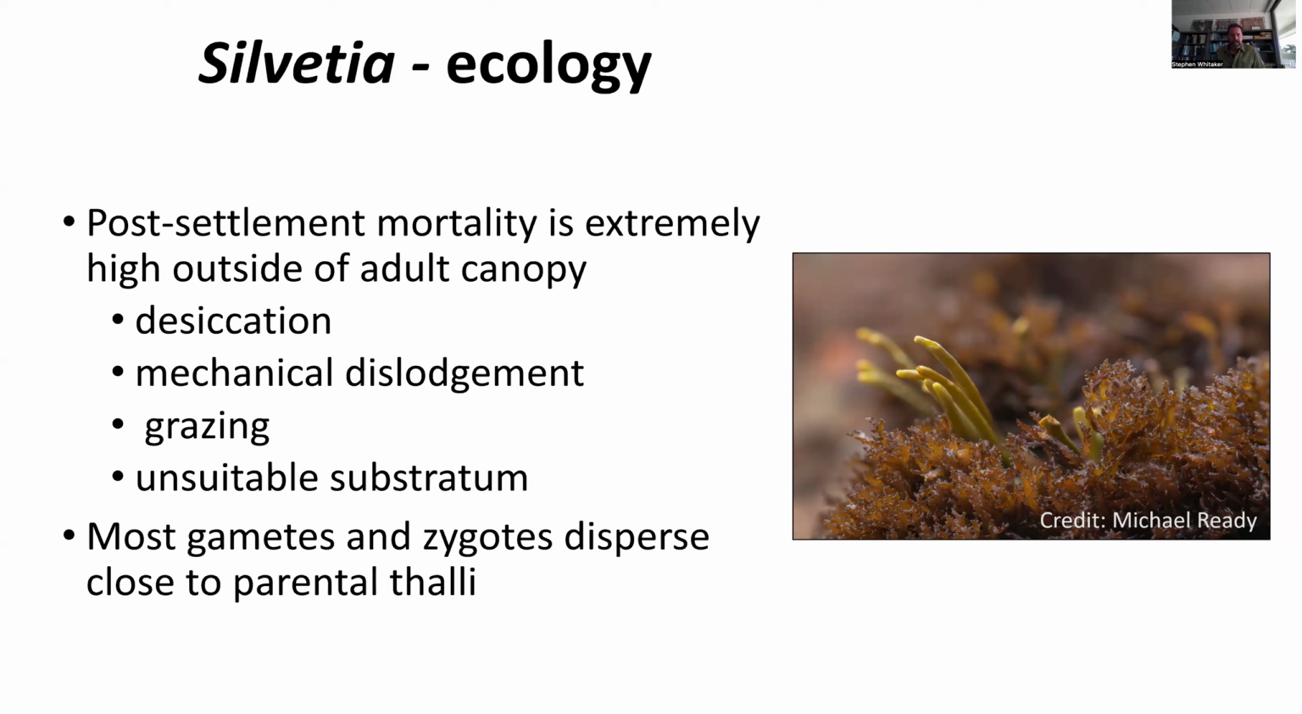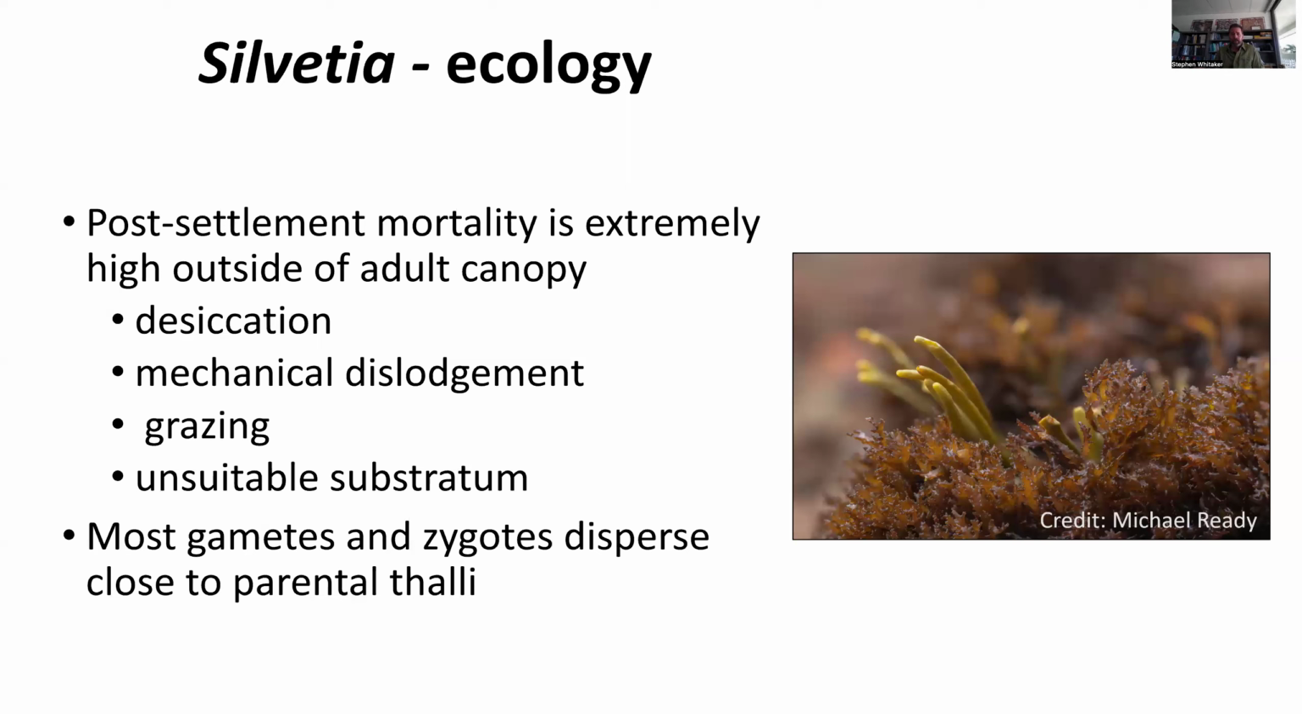So let's see, what else do I want to say about here? The mortality rate that I mentioned is extremely high, mainly due to desiccation, so drying out during low tide. That's a huge issue. These gametes and zygotes can be dislodged when water comes in and moves the adults around. It creates a whiplash effect and can push them off of the substrate. They can be grazed by a number of organisms, invertebrates, and they can simply settle on unsuitable substrate.